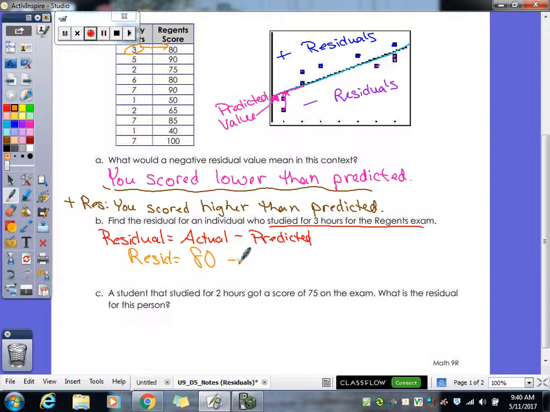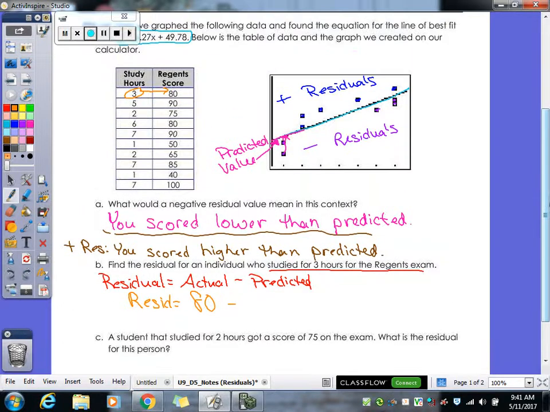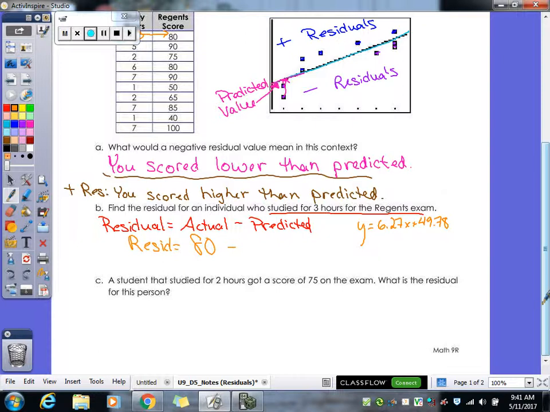So the way we calculate our predicted is you take your line of best fit, which was 6.27x plus 49.78. I got that from right up here. And then we're going to plug the 3 in. Do you think we'll plug it in for x or y? X.